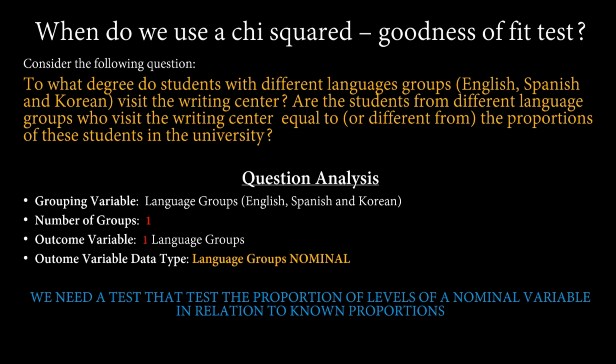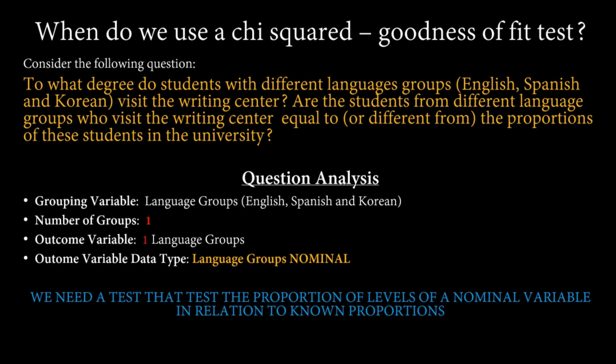Okay, let's look at an example of a research question which deals with the chi-square goodness of fit test. To what degree do students with different language groups, English, Spanish, and Korean, visit the writing center? That's just a descriptive question, right? So we have different language groups, people in the university who speak Spanish, English, and Korean at their home, and we're just interested in who's visiting the writing center. But we have a different question which is tied to that.